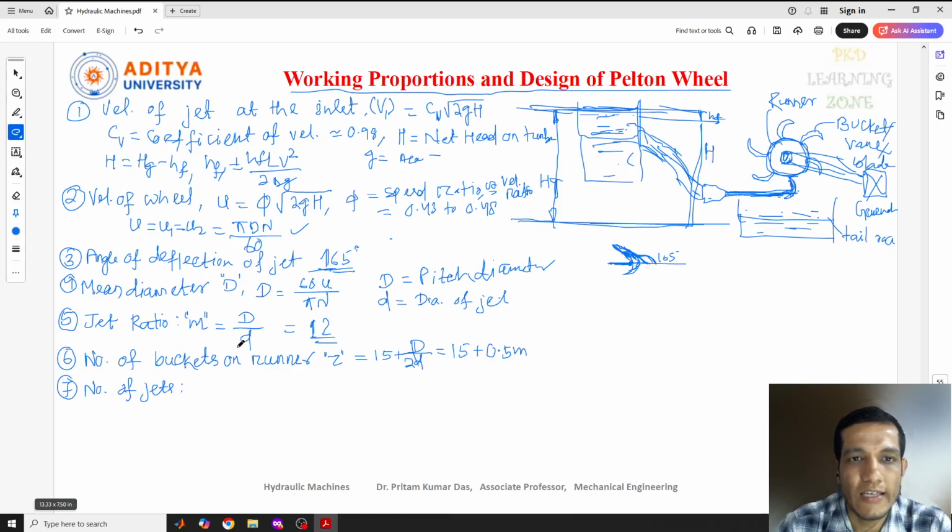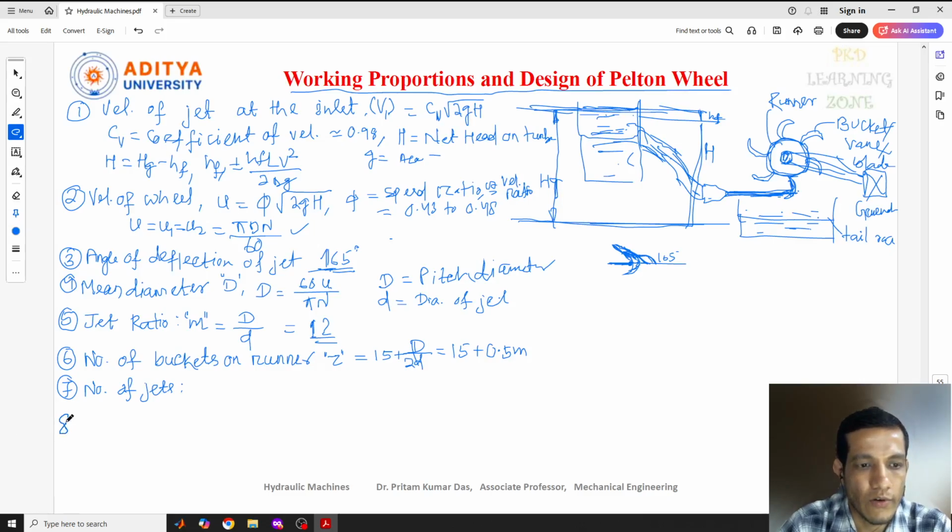So these are the terminologies required for working proportions, or we can say to calculate the Pelton wheel design, or to identify the designs, or to calculate the velocity of each and individual parameters. We need these terminologies. The next one is about the working proportions. The next thing is design of Pelton turbine.